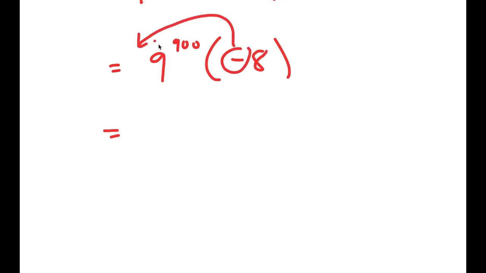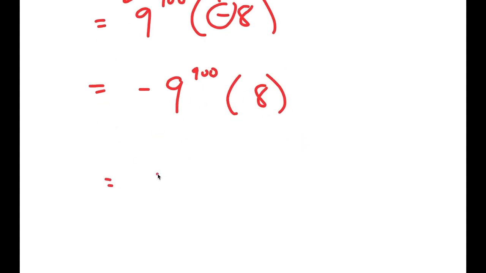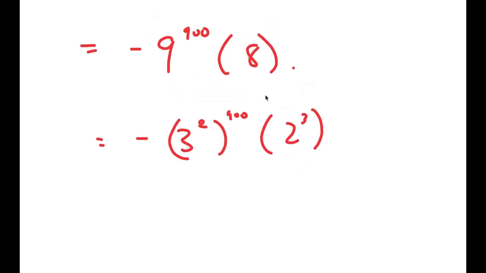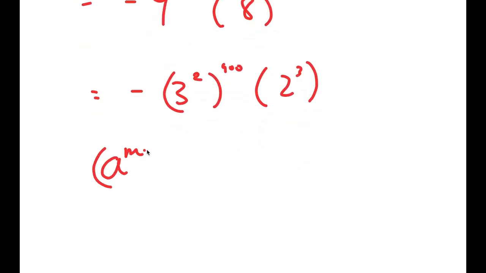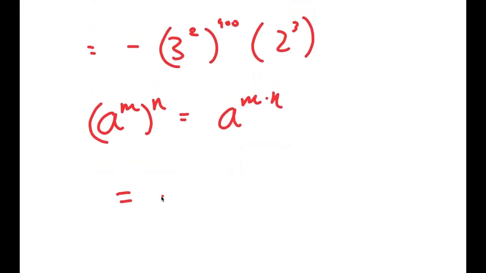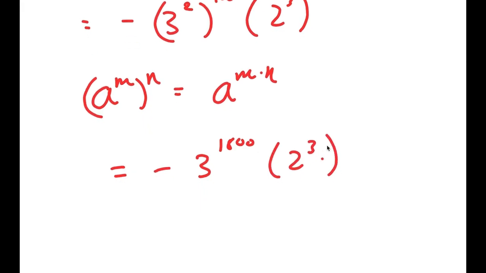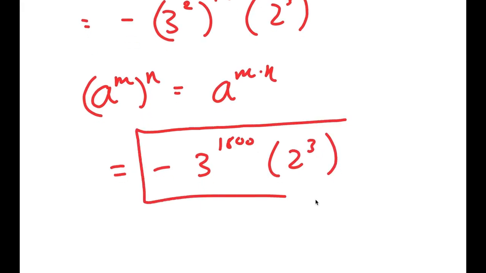So I'm actually going to move this negative sign to the front. So I get negative 9 to the power of 900 times 8. And this gets me negative 3 squared to the power of 900 times 2 to the power of 3. We're simplifying these terms as much as possible. So I'm going to use a quick exponential property that says that a to the power of m to the power of n is equal to a to the power of m times n on 3 squared to the power of 900. So I get negative 3 to the power of 1800 times 2 to the power of 3. So this is my final solution to this equation.